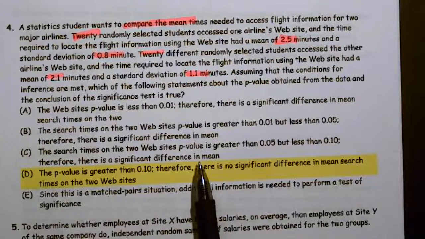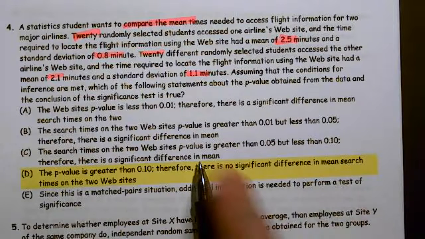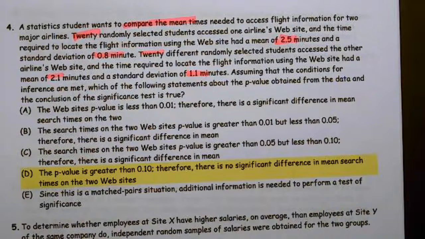Assuming that the conditions for inference are met, which of the following about the p-value obtained from the test and the conclusion is true? All right, so I know I'm running a hypothesis test. Reading this, it sounds like it's 2 separate samples. I have 2 separate groups testing 2 separate airline websites. This is a 2 sample test.